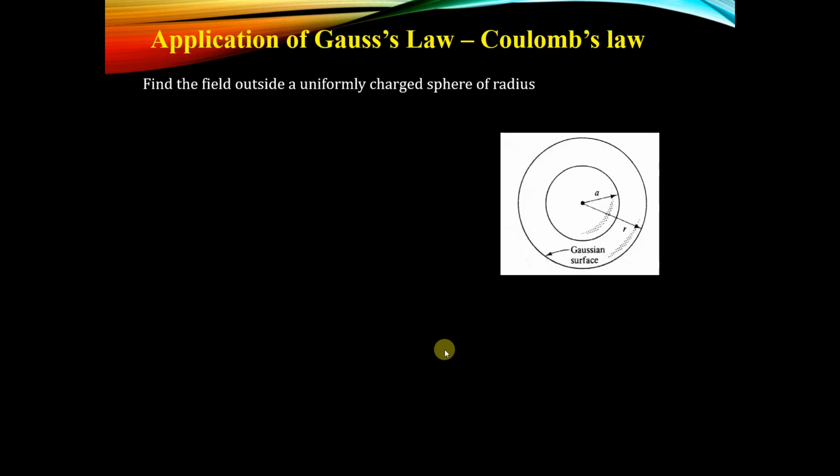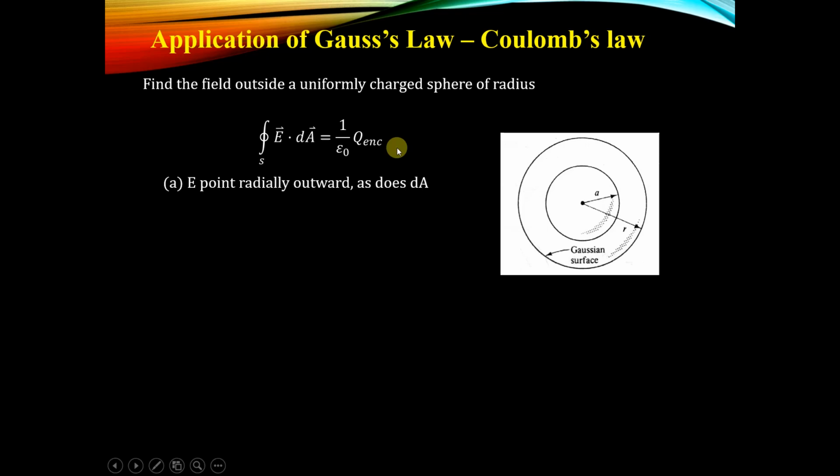Okay, so let's now move on with a simple application of Gauss law. What we are going to do is, we now consider a spherical surface of a radius r, and let's try to find out what is the field outside a uniformly charged sphere. So this is a uniformly charged sphere, and we are going to find out what is the electric field outside this sphere. So now we bring in the integral form of the Gauss law, that is closed surface integral E dot dA is equal to 1 by epsilon naught into Q enclosed.